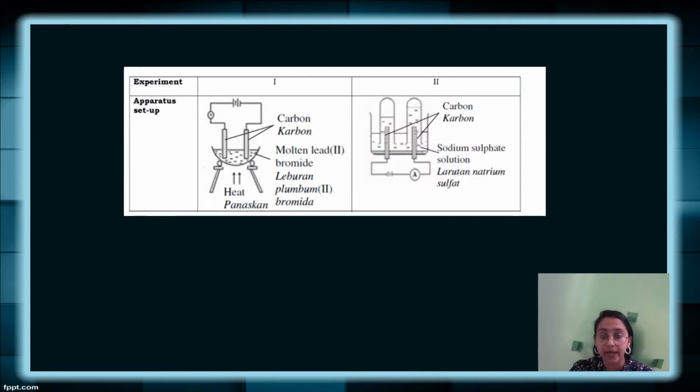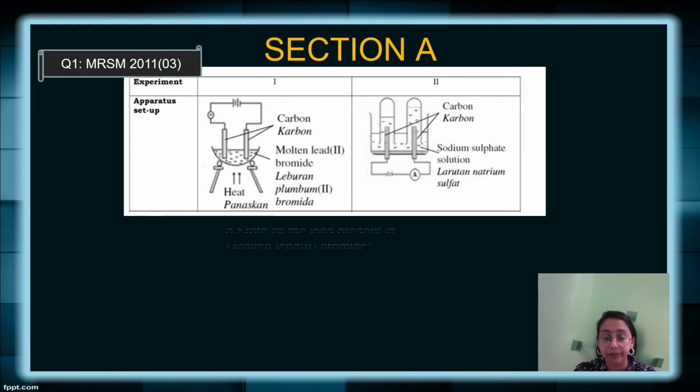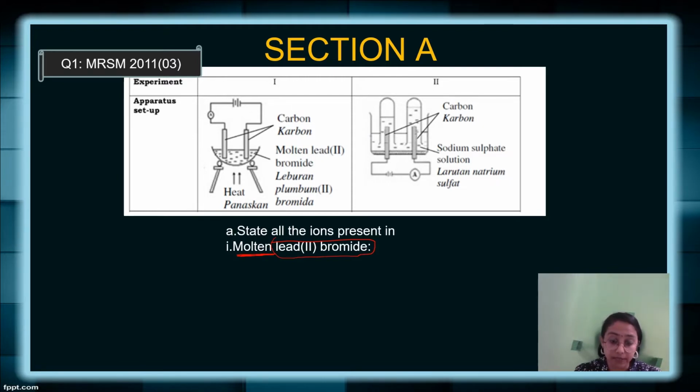Now let's look at this question. State all the ions present in molten lead(II) bromide. Students, I want you to focus on the word molten. Whenever you hear the word molten, the first thing that must come to your mind is that there's no water. So you only get the ions of the respective substance. Right now we are using lead(II) bromide, so you only have one positive ion and the negative ion which come from the substance, which are the lead(II) ion and bromide ions. The question asks you to state, so you can use a formula, no problem.